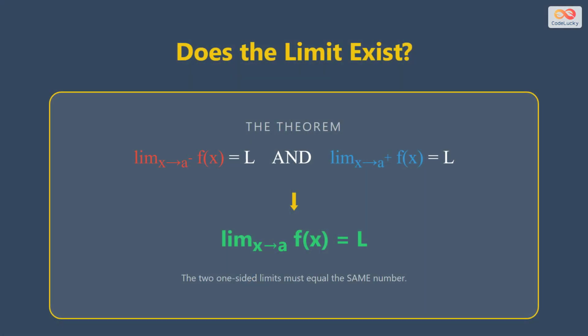This leads to a fundamental rule in calculus. For the general limit to exist, both the left-hand limit and the right-hand limit must exist and equal the exact same number. If they don't match, the general limit simply does not exist.